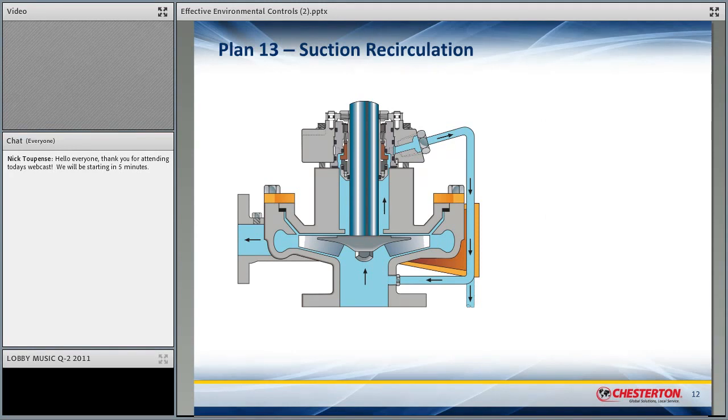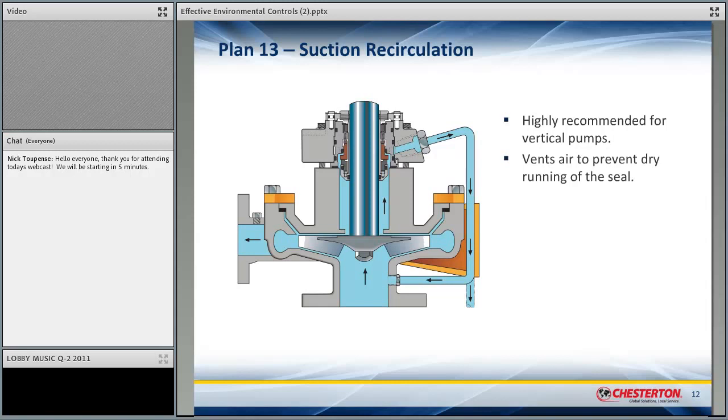The next piping plan is Plan 13, which is called suction recirculation. And this is commonly used and highly recommended for vertical pumps. If you take nothing away from this webinar today, I think this would probably be one tidbit to hold on to. In any vertical pump application, you always want to make sure that a Plan 13 is specified. It vents air to prevent dry running of the seal.